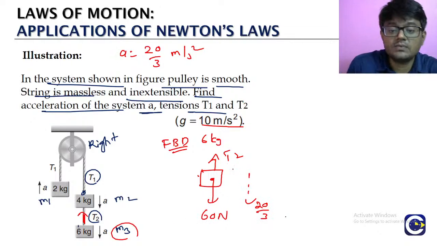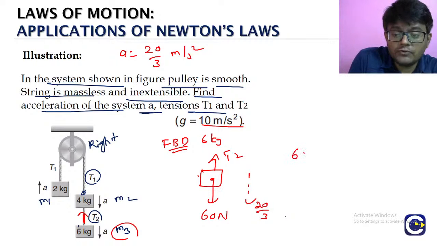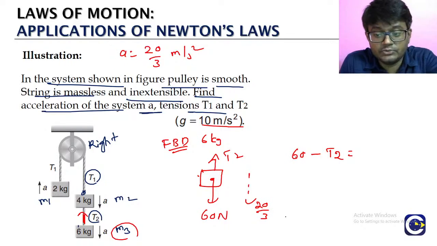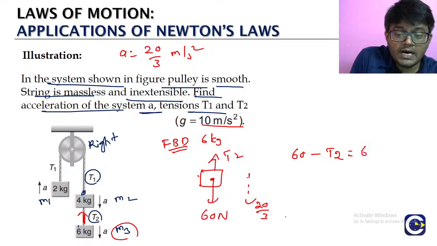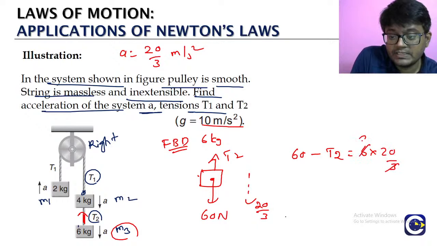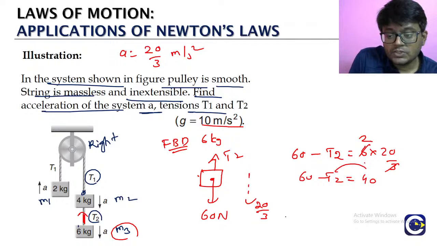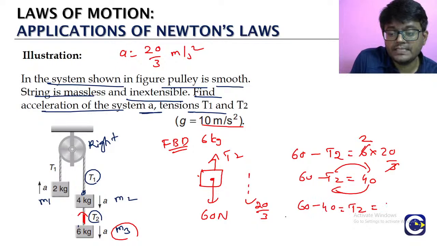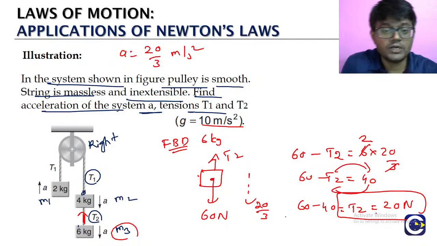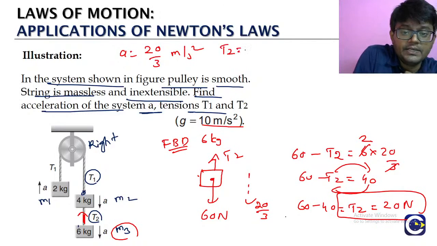Now what is the equation of motion for this? Net downward force means 60 minus T2. Downward force is 60, upward force is T2. 60 minus T2 is equal to what? Mass of that object is 6 into acceleration, which is 20 by 3. 3 twos are 6, so 2 into 20 is 40. So we'll take the T2 to that side and bring 40 here. 60 minus 40 is equal to T2. So what is the T2 value? 20. Everything is in SI units, right? So T2 will be in newtons. T2 is equal to 20 newtons.